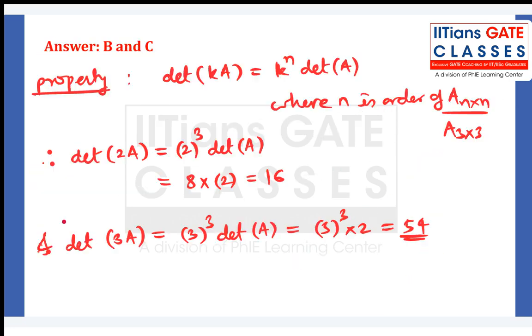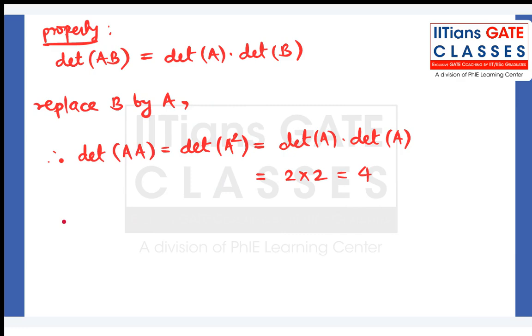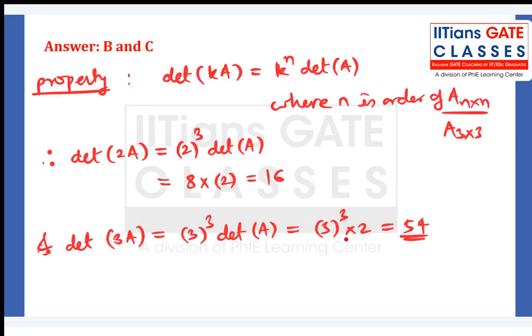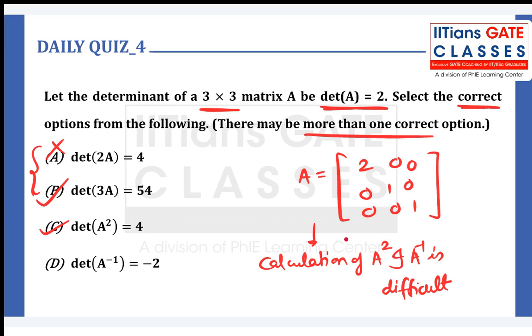And last but not least, they are talking about the determinant of A inverse. There is a standard property of determinants which tells you that determinant of A inverse is the reciprocal of the determinant of the original matrix A. That should be 1 by 2, because determinant of A is 2. So determinant of A inverse must be half. But what is the given option? It is -2, so it is not correct. So the correct answers are B and C.